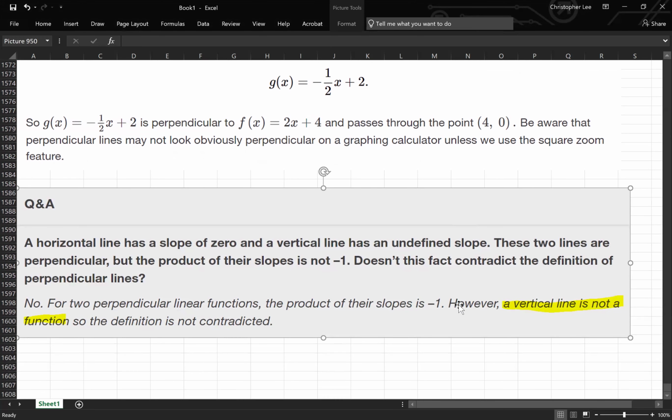Okay. So a horizontal line has a slope of 0 and a vertical line has an undefined slope. These two lines are perpendicular, but the product of their slopes is not negative 1. So doesn't this fact contradict the definition of perpendicular lines? No. For two perpendicular linear functions, the product of the slopes is -1. However, a vertical line is not a function, so the definition is not contradicted. All right. Keyword there, vertical line is not a function.